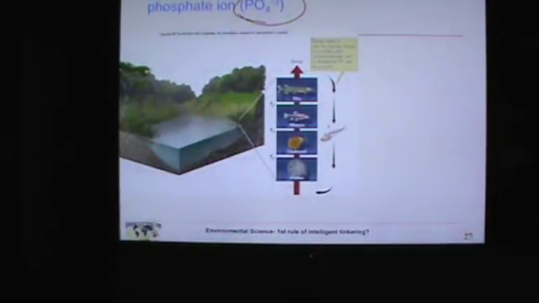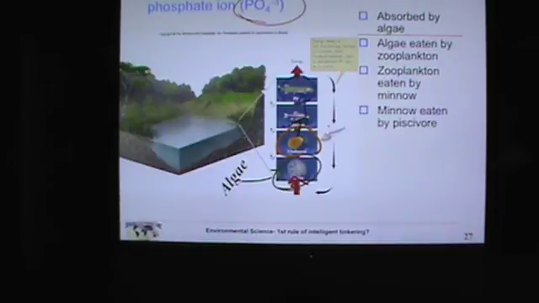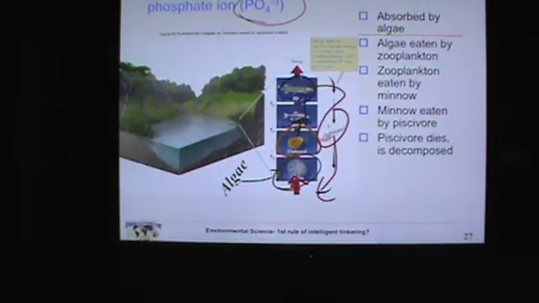Let's walk through this thing. First of all, phosphate ion is absorbed by algae, and that thing at the bottom is actually a diatom. Second, the algae is eaten by that zooplankton. Talked about zooplankton earlier. They're basically herbivorous floating animals that will eat algae. Algae is eaten by a zooplankton. That's called a cladocera. And then, of course, moving up the chain here, we have the zooplankton that's eaten by that minnow right there. And you can guess what's going to happen next. The minnow is eaten by the pike, by the piscivore. And the piscivore dies and is decomposed, given that we don't catch it. We'll talk about that in a minute, too.